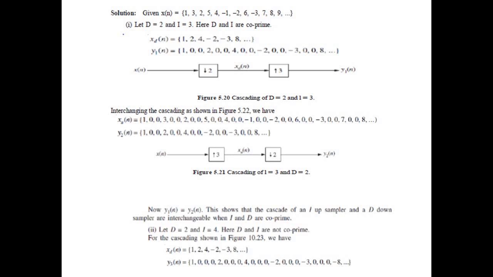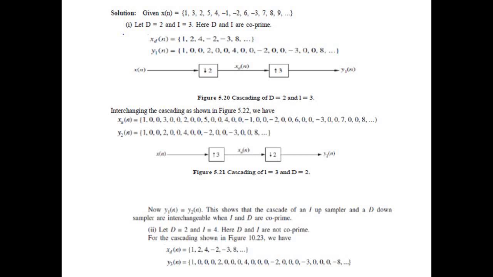Which is nothing but what? Every second sample will be considered. The remaining samples will be totally removed from the analysis. Clear? So the cascading with I equal to 3 and D equal to 2 is what we are going to consider in this formation. So we could see that the cascading of an upsampler and a downsampler are interchangeable, where I and D are co-prime. Now let me consider when they are not co-prime.